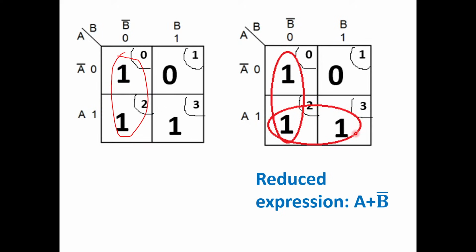For this group, if you see on the left side, A is common. If you look at the top, B bar, on the top, B. So B bar, they are uncommon. But A is there. Okay. So for the first group, B bar you have got. For this group, what did you get? A. So our reduced expression is A plus B bar.